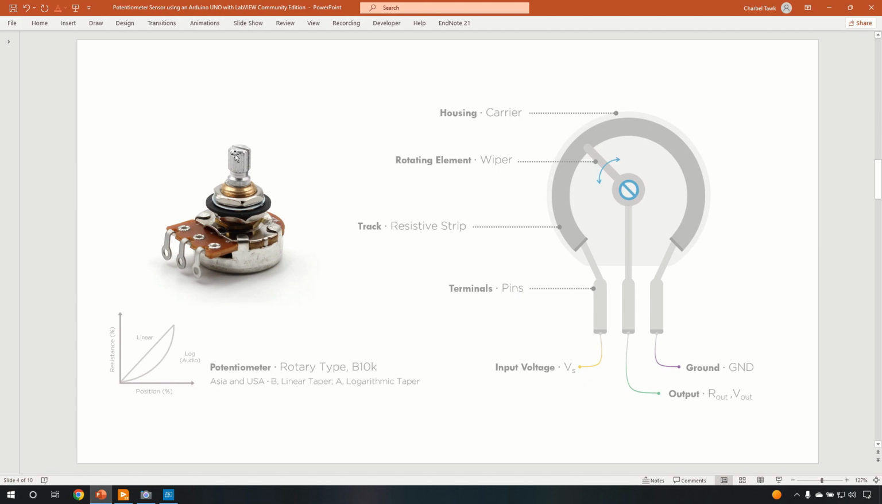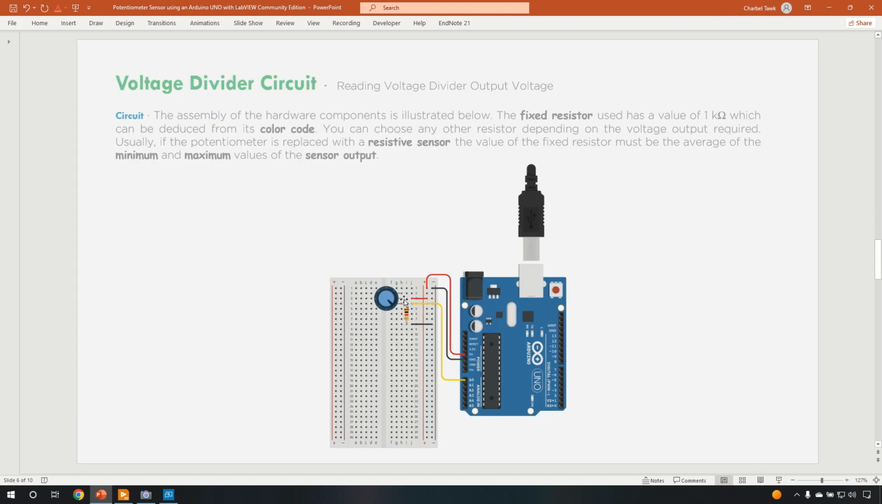In other words, the potentiometer is a resistive sensor, because imagine that you have any rotating component connected to this rotating element right here. You can measure the angle by correlating it to the resistance, especially if it's a linear type potentiometer. So here, as you can see, the middle pin is connected to 5 volts on the Arduino.